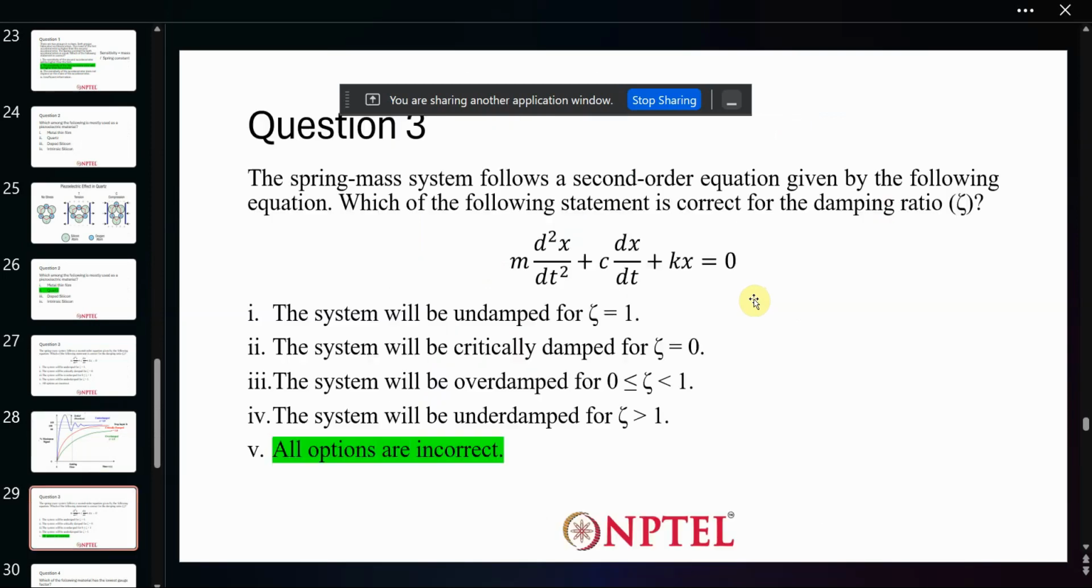In this case all the equations have been interchanged, so the answer is all are incorrect. Critically damped, eta is equal to 1; over damped, eta greater than 1; and under damped, when eta is between 0 and 1.